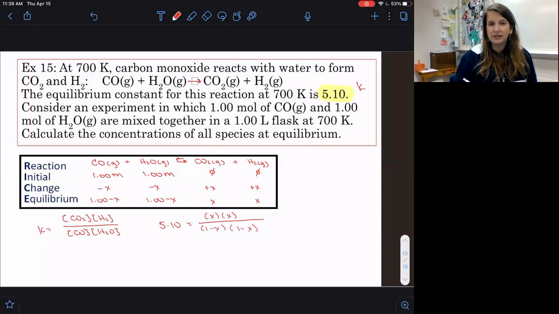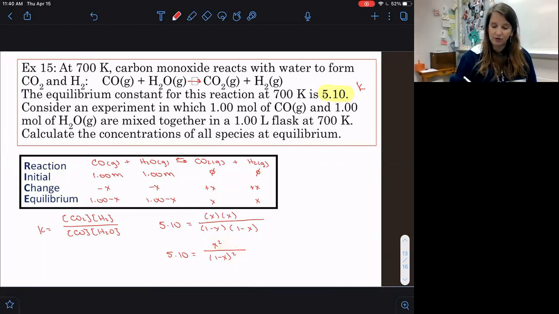So I just want to show you guys a different way of writing this. So what we really have is 5.10. We've really got X times X, so that's X squared on the top. And then we really have 1 minus X squared on the bottom because it's 1 minus X times 1 minus X. So I write it this way to show you that the power in the numerator is the same as the power in the denominator. They're both raised to the second power. So that means we have to keep our X.